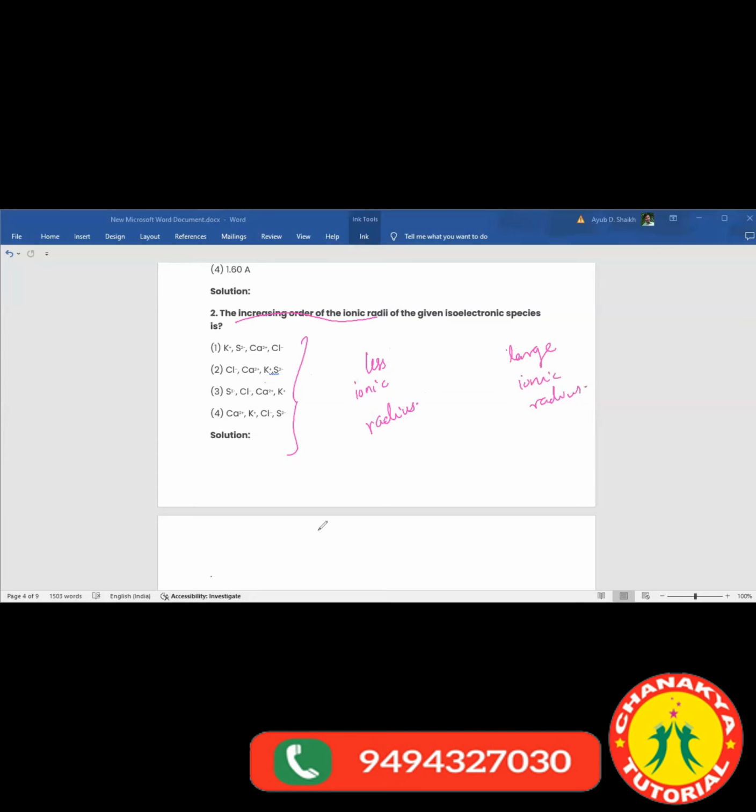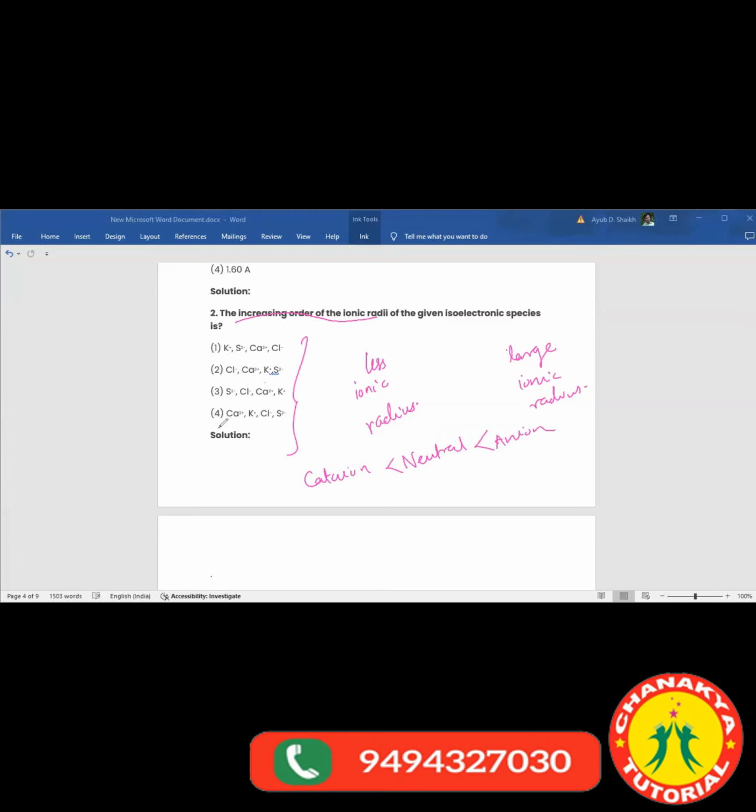First of all, what you have to keep in your mind is that it must start with the cation. We know a cation has a smaller radius as compared to the neutral atom, and a neutral atom has a smaller ionic radius as compared to the anion. Correct? And even the size of the atom also matters.